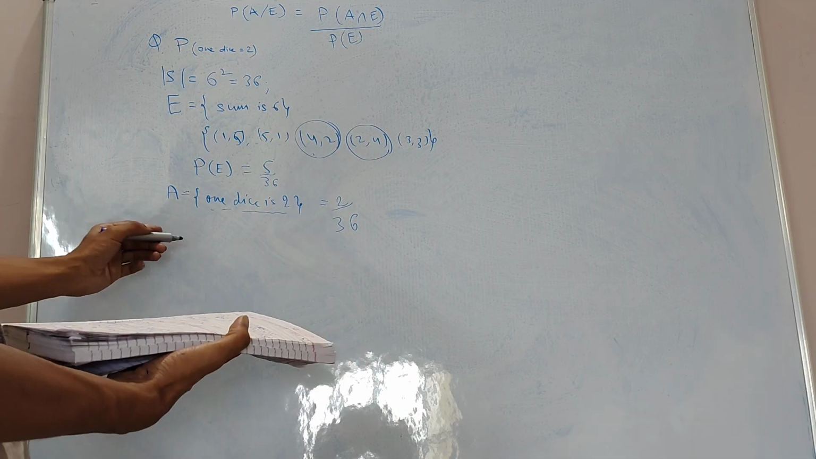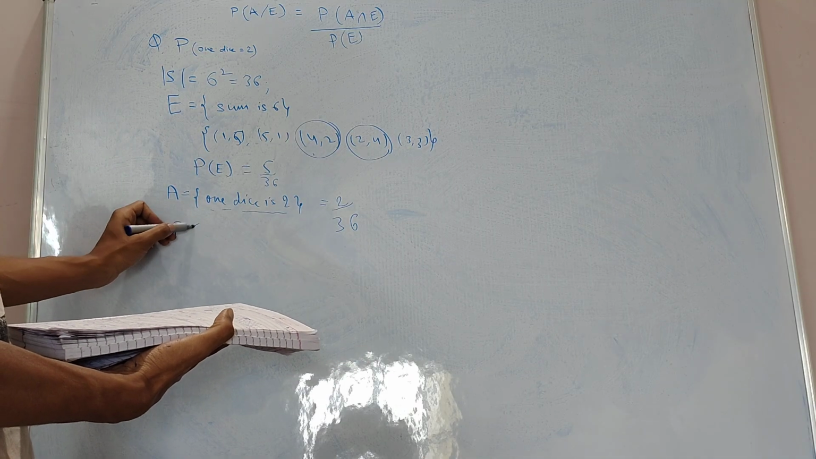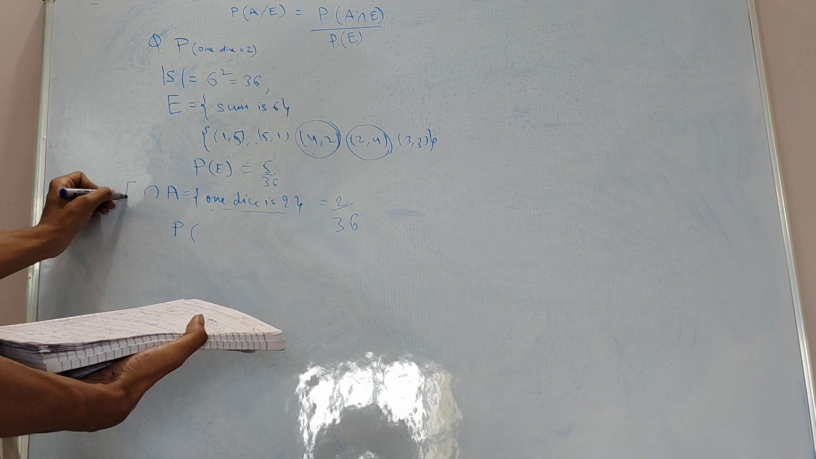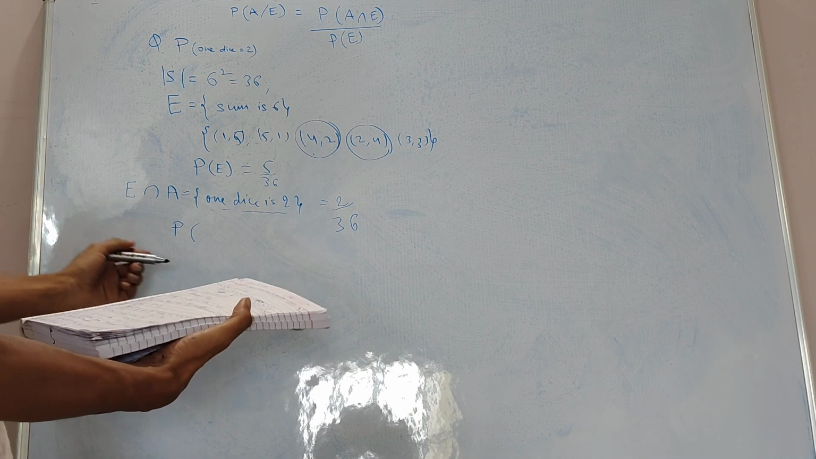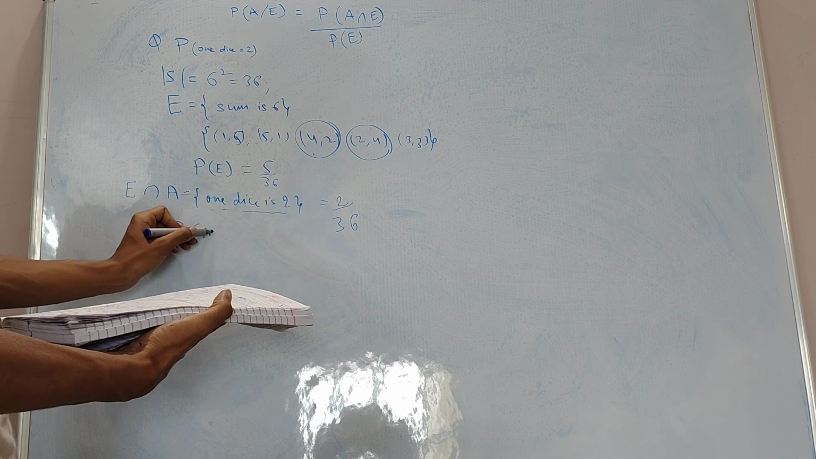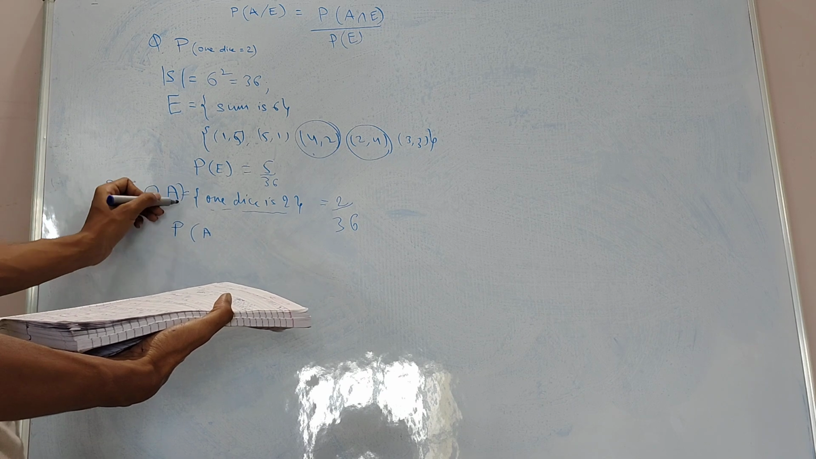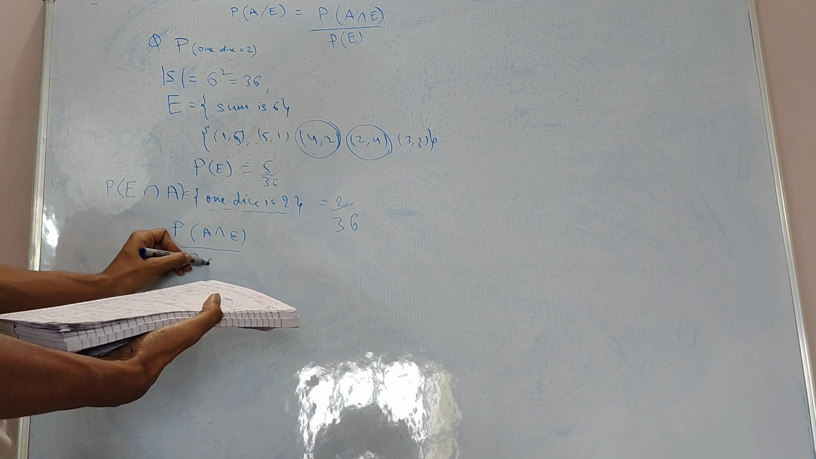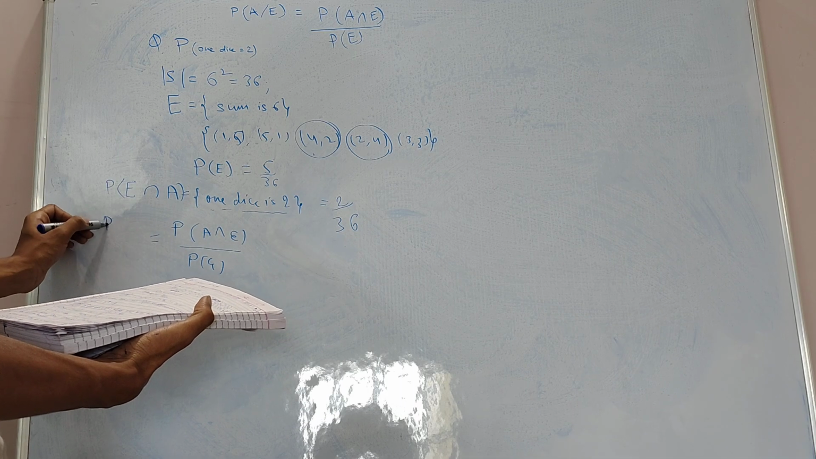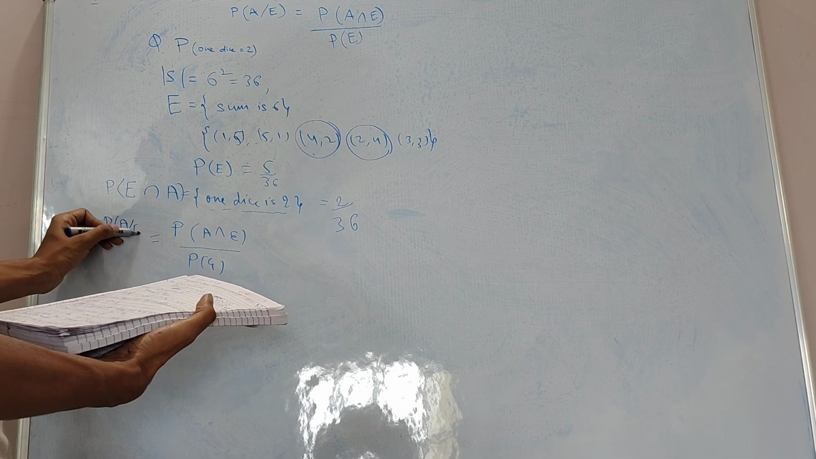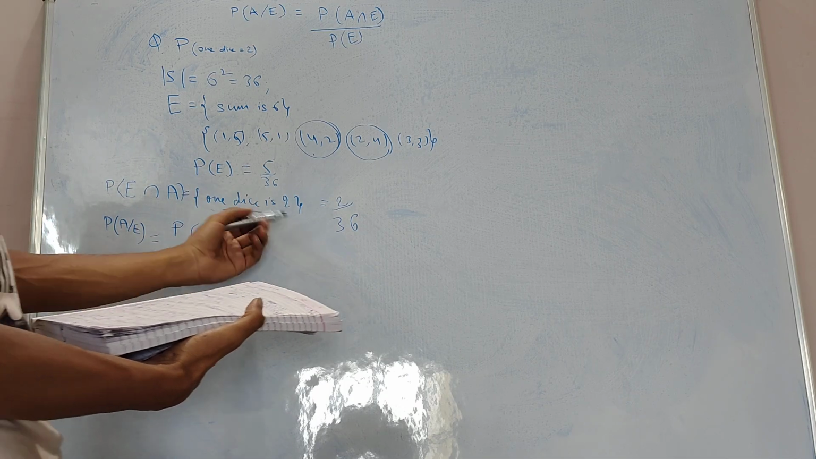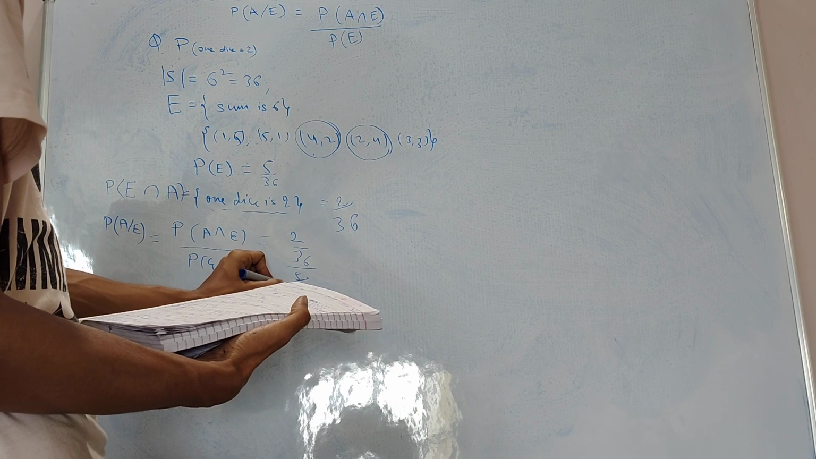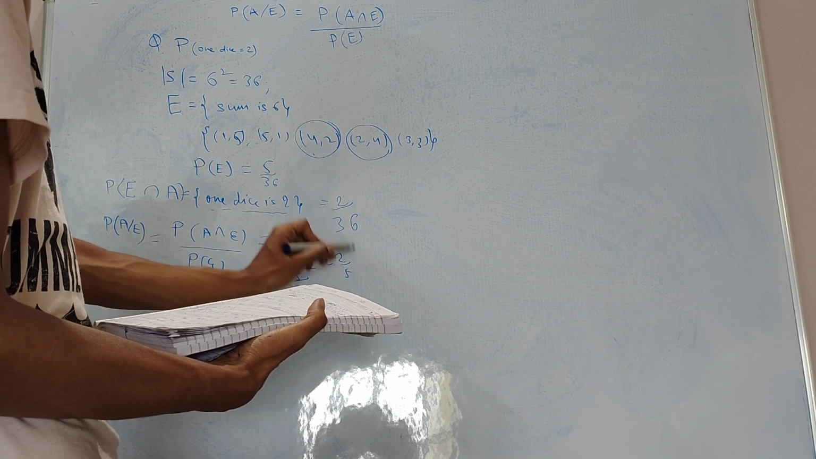Now probability of this is what? This is A intersection with E, right? We want A intersection with E. So probability of A intersection with E by probability of E will give me probability of A given E, right? So this will be 2 by 36 by 5 by 36, which is 2 by 5, right?